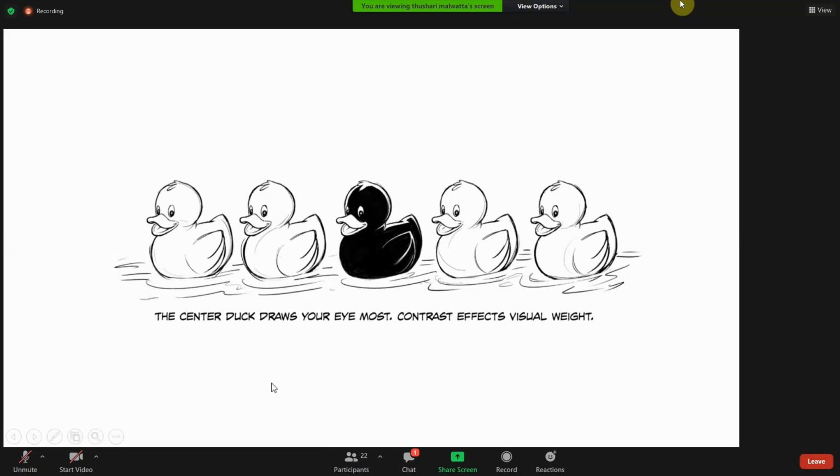Like in this picture, the center duck draws your eyes most. The reason is contrast. These ducks are all the same size, but this one draws the eye. That means because this is contrast, it gives more weight. So that idea is called visual weight.